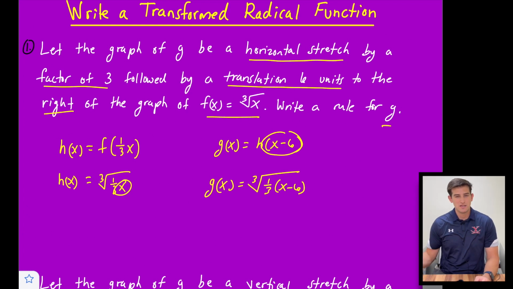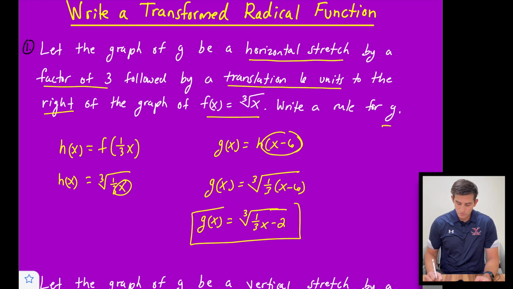Now we can distribute that 1/3 to simplify and get our final rule. So g of x is equal to the cube root of 1/3 x minus 2, because 1/3 times 6 would be 2. So that would be our final rule for g.